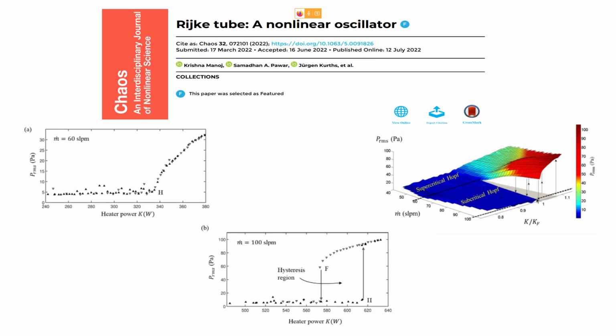And if you move to further higher values, like 100 SLPM, you can see that the jump is very high from the lower value to high amplitude oscillations, and it goes up, and when it returns you can see this gray shaded region represents the bistable region over here. So that's the part of the Rijke tube.